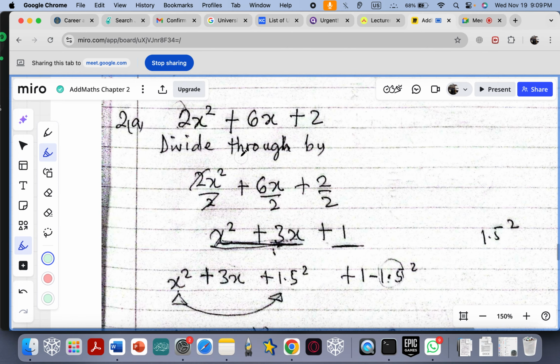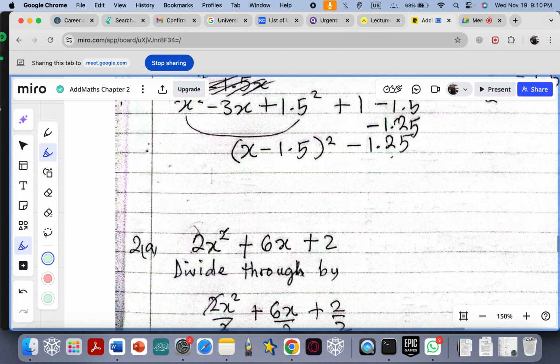1.5 squared is 2.25. So 1 minus 2.25, you get minus 1.25. Okay, so that's that function. Now we have another one quickly before we call it a day.